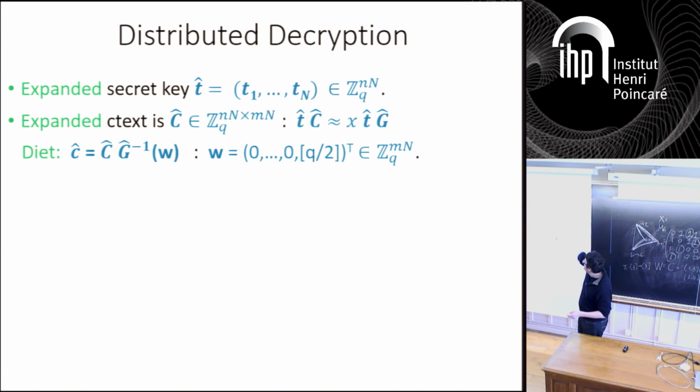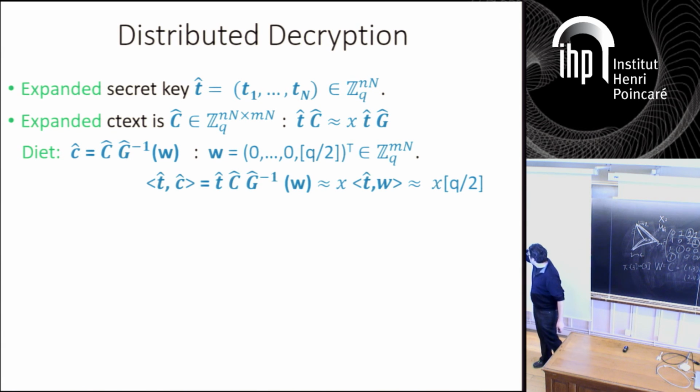We're actually going to put this ciphertext, this big fat ciphertext, on a diet and convert it into just a single vector by multiplying by G inverse of this vector W, which is just zeros, and Q over 2 at the end. Something weird's going on, but let's see what happens.